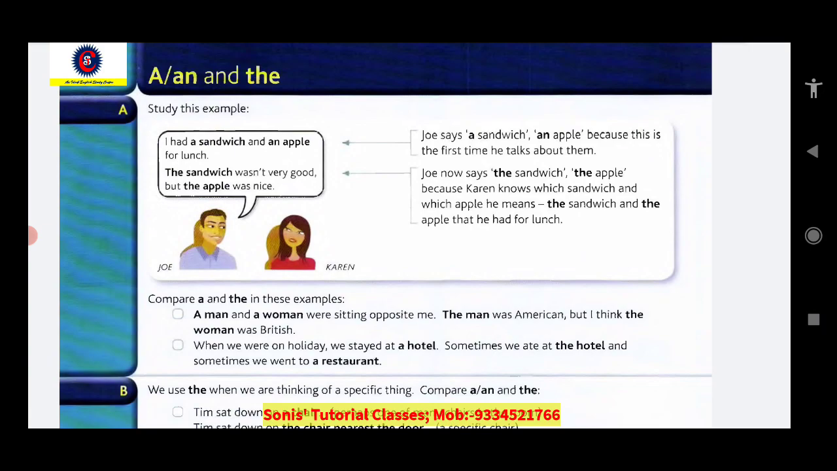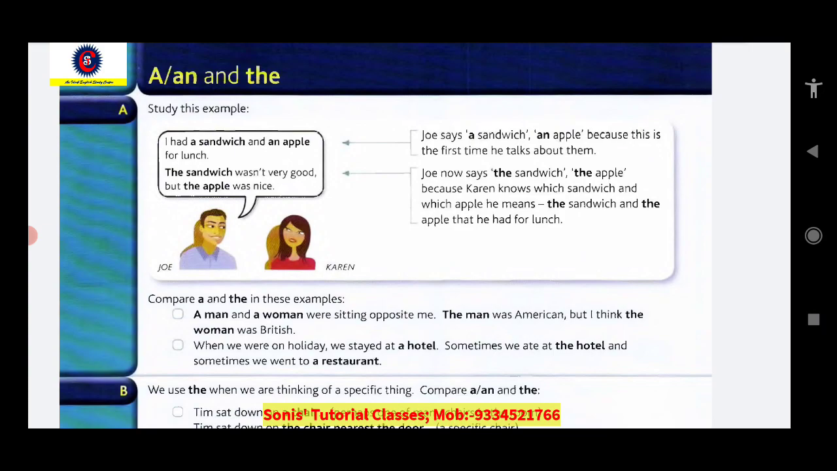See, in the very first sentence, Joe says a sandwich, an apple, because this is the first time he talks about them. But in the second sentence, he says the sandwich, the apple, because Karen knows which sandwich and which apple he means: the sandwich and the apple that he had for lunch. Did you understand? So from this example, it is quite clear that when we talk about something for the first time, we use a or an. But when it is now clear during the conversation which thing we are talking about, we should use the before them as an article.